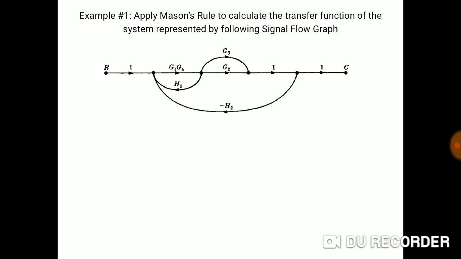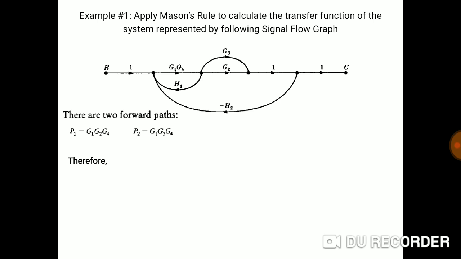Here we'll consider the first example: apply Mason's rule and calculate the transfer function of the system. The signal flow graph is given. We'll follow the steps and find the forward paths. Two forward paths are there, P1 and P2. The transfer function for the first path is G1, G2, G4, and for the second path it is G1, G3 and G4.